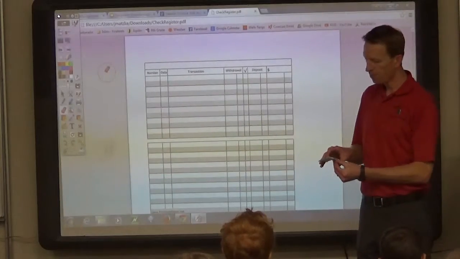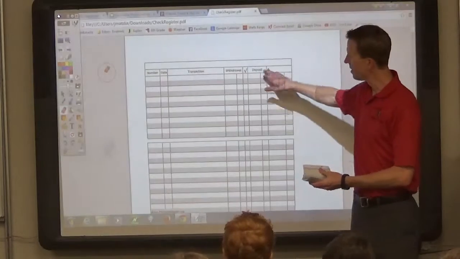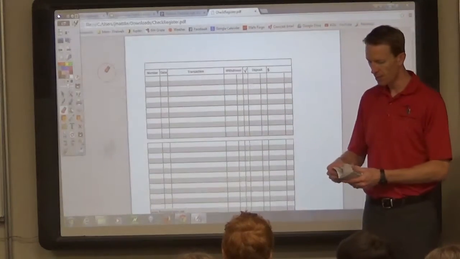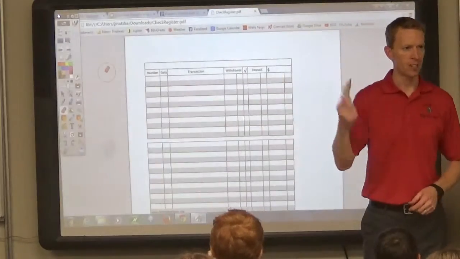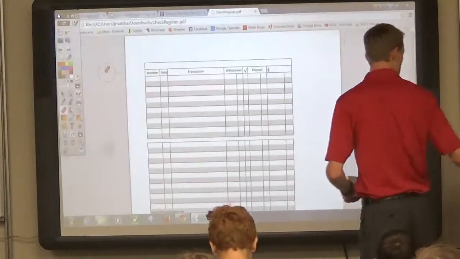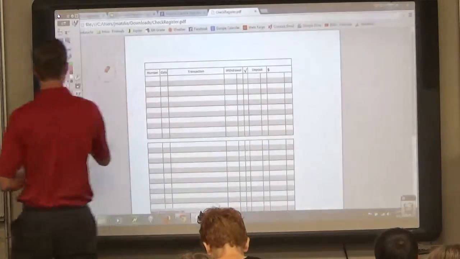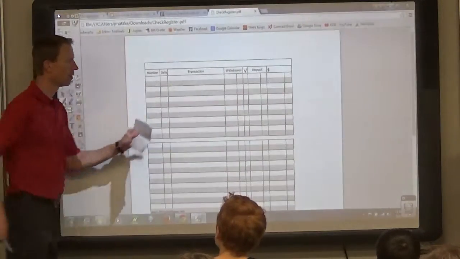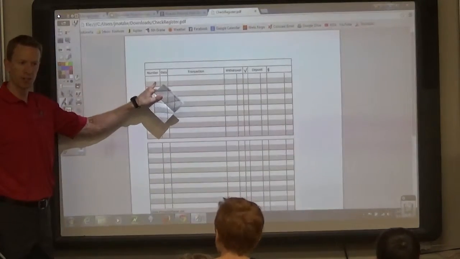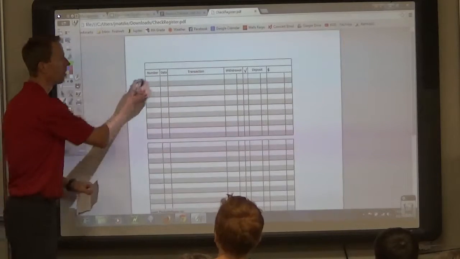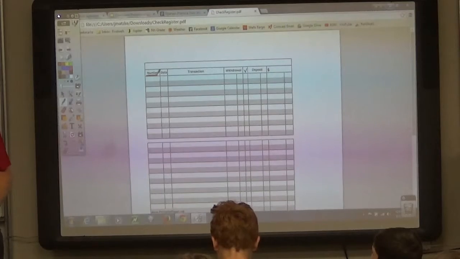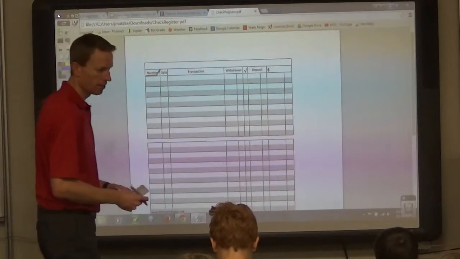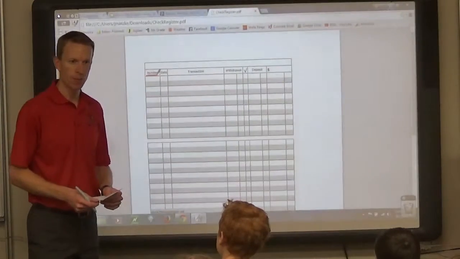If you open it up, it looks like this on the inside. It's a place where you can record the information for your transactions. All right? So, on the register, you have a place for a number. That refers to the number of check that you're using. If you are using a check, then you would write the number for that check.